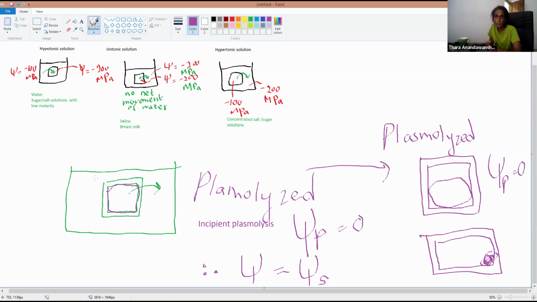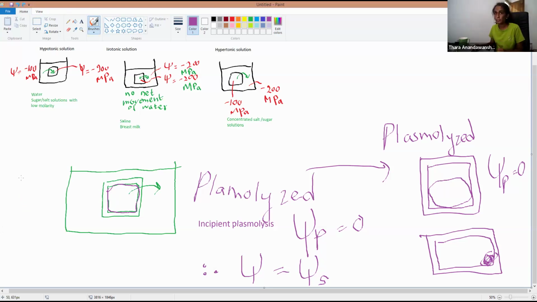Yes, teacher. The plasma membrane is attached to the cell wall so far. So that is why there was a psi p, because the contents in the cell were pressing against the cell wall. The cell wall is giving pressure towards the cell. Until now there was a pressure value, psi p was a positive value.